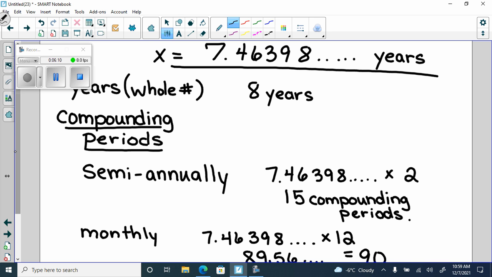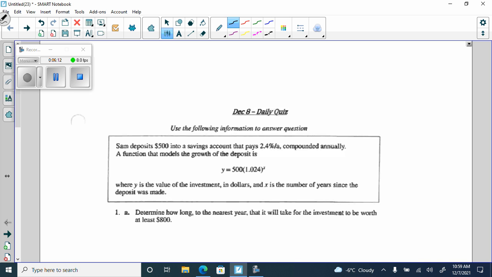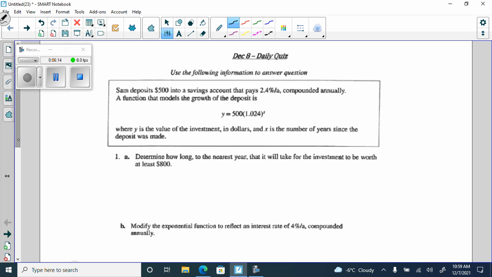Okay. This one was a past released diploma question. I just gave it to you. Anyways, it was nice because it had annually on it. Annually means your years is going to be equal to your compounding periods, correct? Because I would just take my years times by 1. It's not going to change anything.